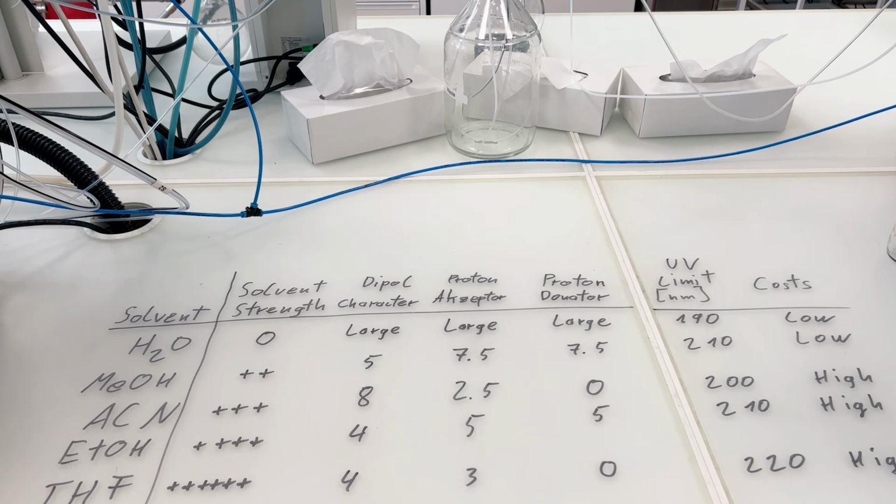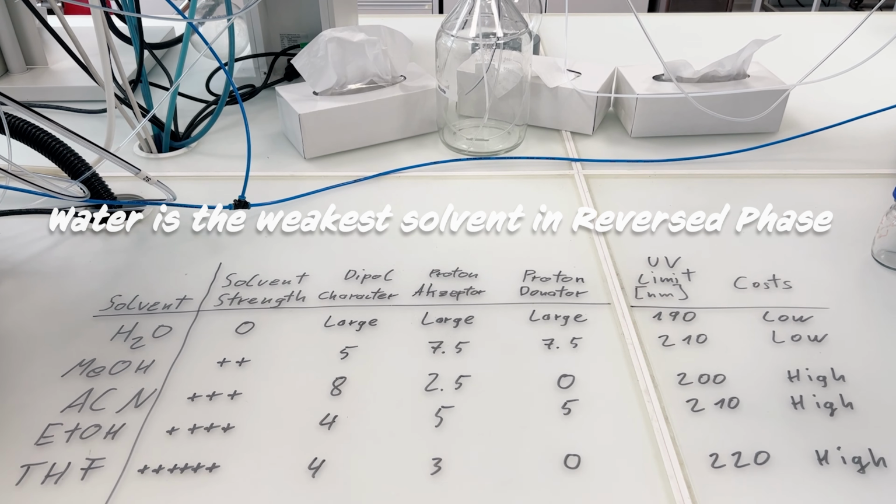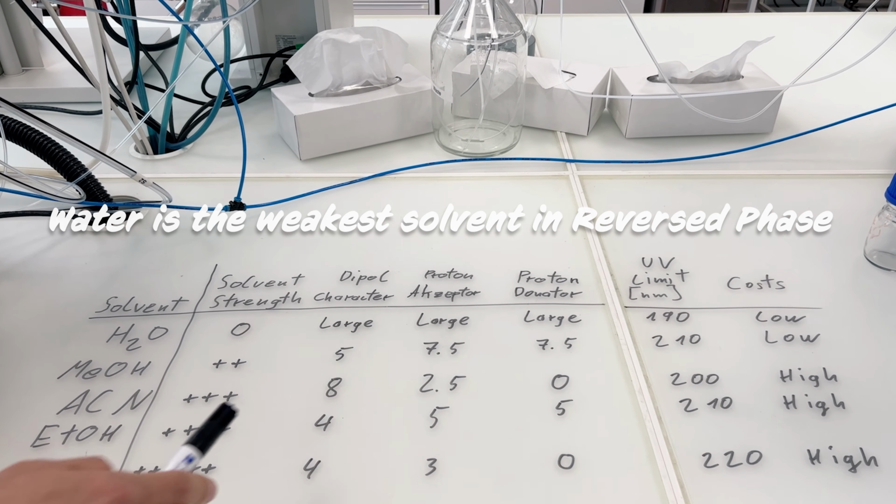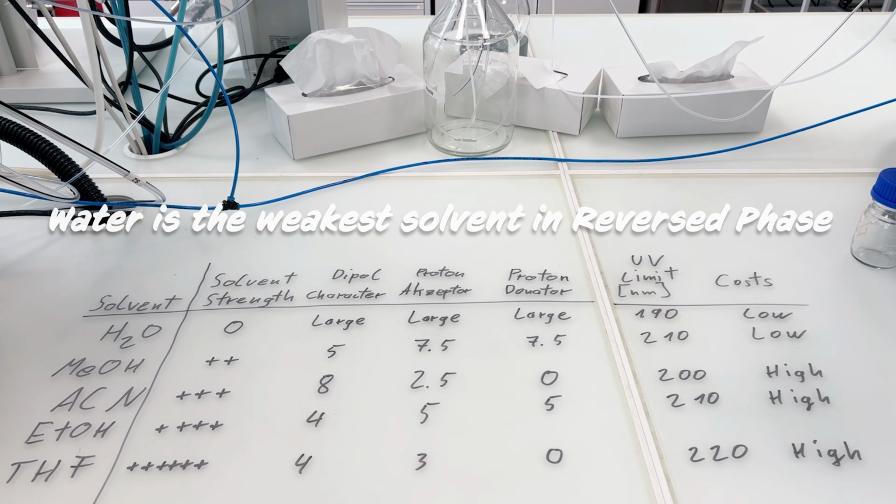Water is the weakest solvent here in reverse phase chromatography due to its strong dipole character and ability to form hydrogen bondings. Methanol, on the other hand, is also a relatively weak solvent, as you can see here, due to its polar character and its ability to form hydrogen bondings with the sample and other methanol molecules.